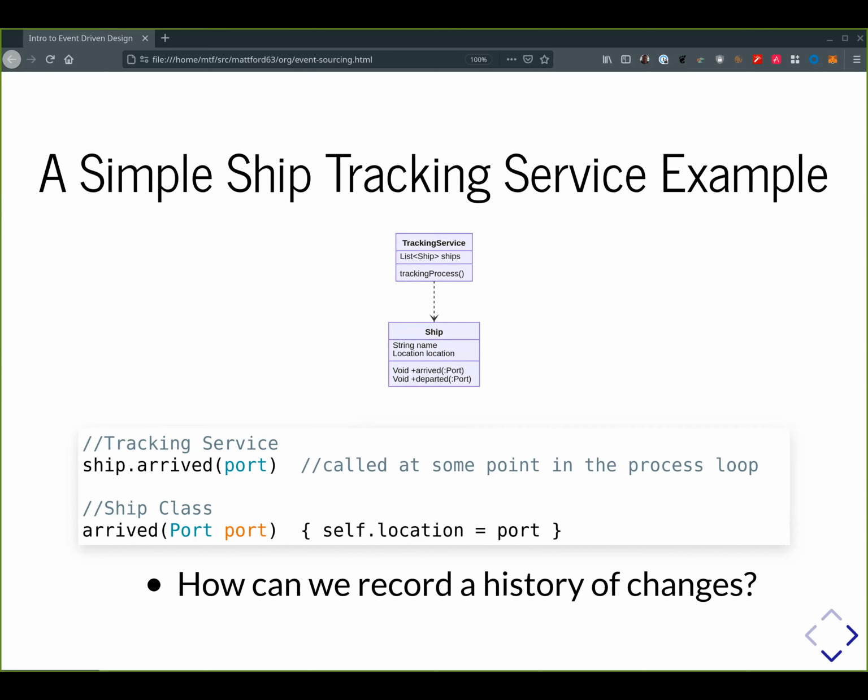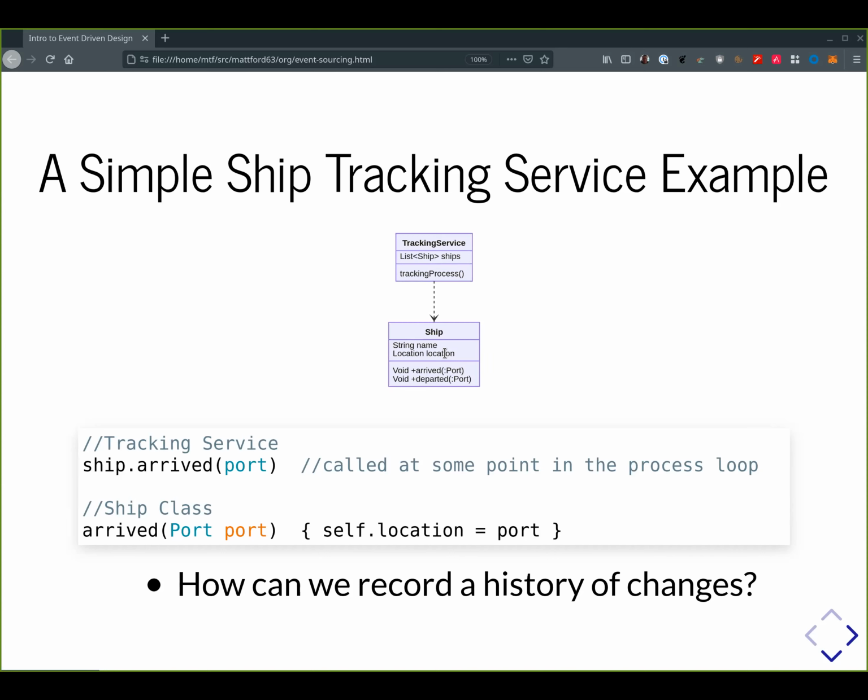You can see here that there's a shipping object and there's a tracking service, and when the tracking service notices that a ship has arrived, it calls in and sets the location to be the port. So this way, the ship always has a current state of the last port it visited. So the question is, how can we record a history of those changes to port? How can we see where the ship has been?